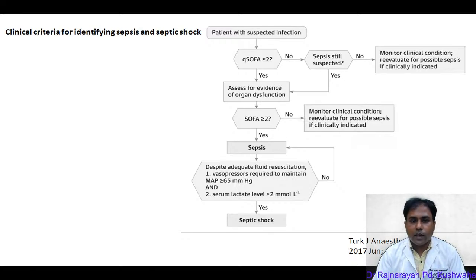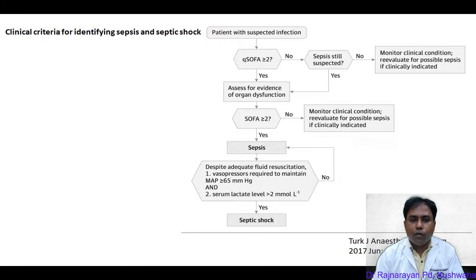If he is in sepsis and the qSOFA score is 2 or more, then we assess whether there is any evidence of organ dysfunction. Again we assess the SOFA score, the Sequential Organ Failure Assessment, and if it is greater than or equal to 2, then he is definitely in sepsis. After we diagnose sepsis, we give fluid resuscitation and vasopressors as required to maintain his mean arterial pressure above 65 millimeters of mercury, with serum lactate level more than 2 millimole per liter. After resuscitation, if this fails, then the patient is going into septic shock.